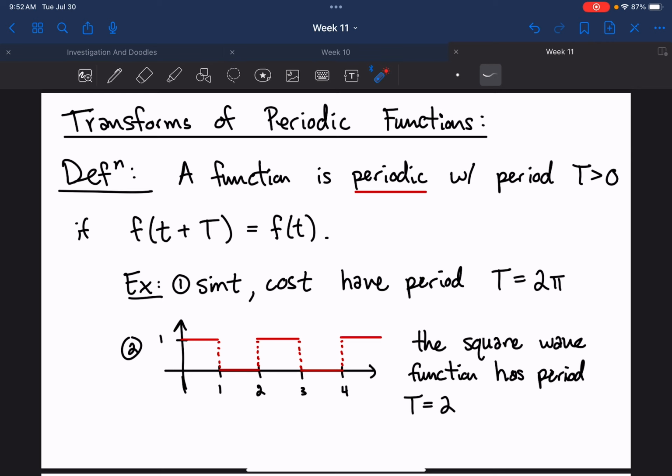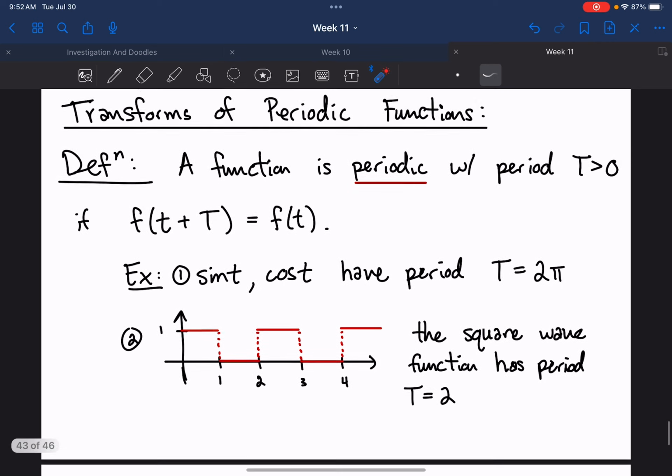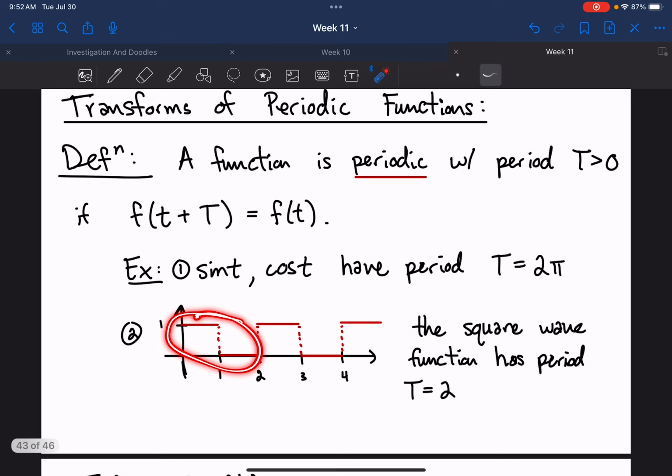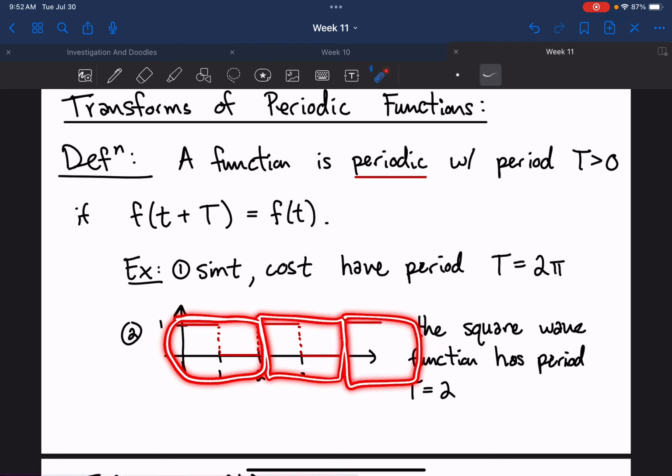So if we look at this function down here, this has period 2, right? Because after 1, 2, after this bit, you repeat, and each of these has length 2. So that means the period is 2.